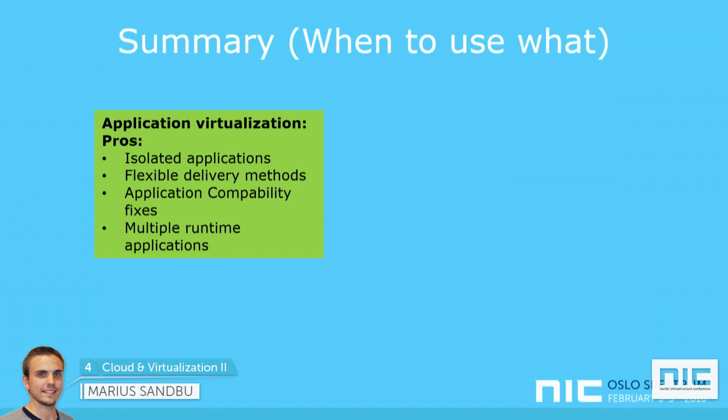So, to summarize, when to use what? Application virtualization: you get isolated applications, not physically, but from a virtual perspective, which means you can have multiple applications running at the same time from the same vendor, different versions of Office, Adobe Reader, and so on. Some application compatibility fixes, and so on. Flexible delivery methods: you can use streaming, or you can use the cache mode.